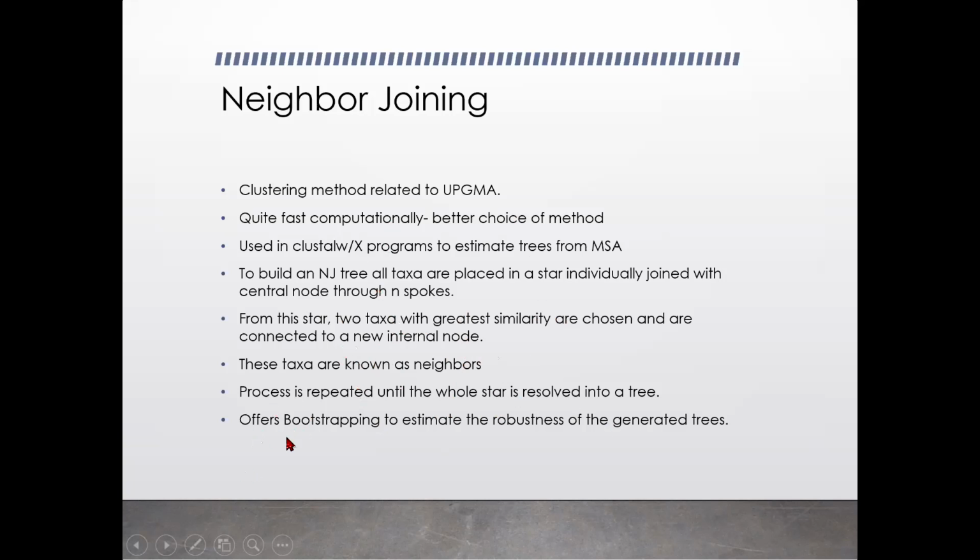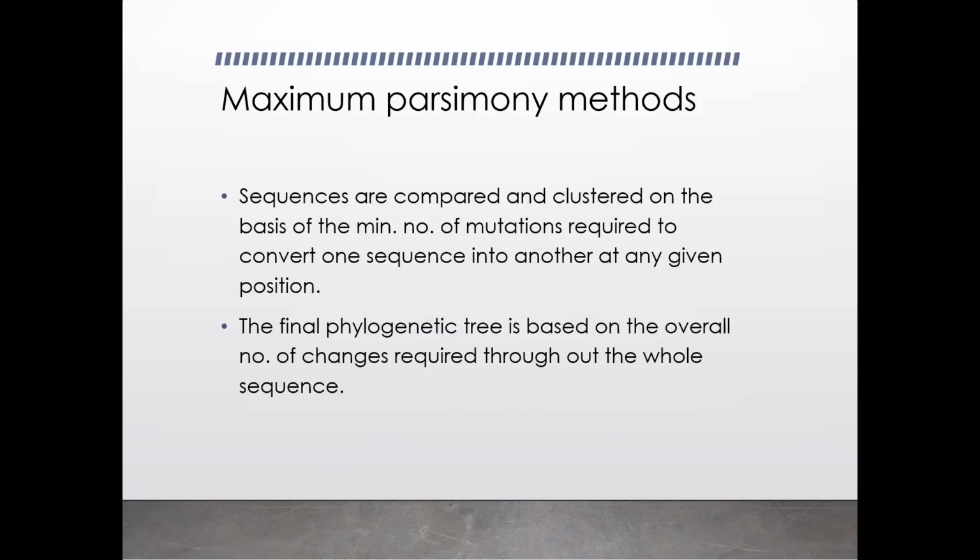This neighbor joining algorithm offers bootstrapping also. Bootstrapping is the statistical method which is used to estimate the robustness of the generated trees. So that is about neighbor joining method, which is the algorithm present in the very popularly known program used for multiple sequence alignment and phylogenetic tree building, that is Clustal X or Clustal Omega. So this neighbor joining algorithm is the one that works for building the phylogenetic tree once the multiple sequence alignment is produced by Clustal Omega.